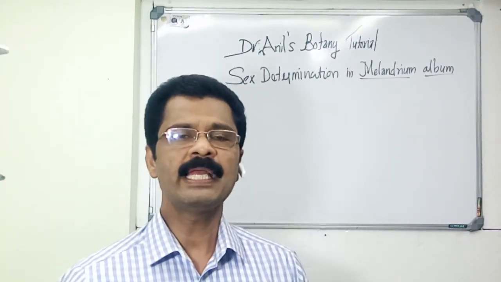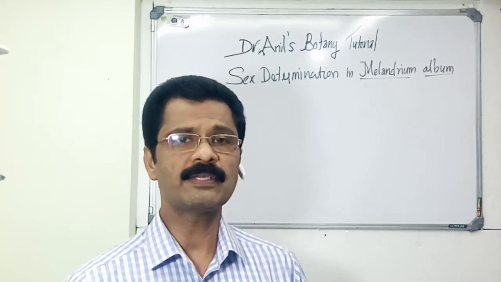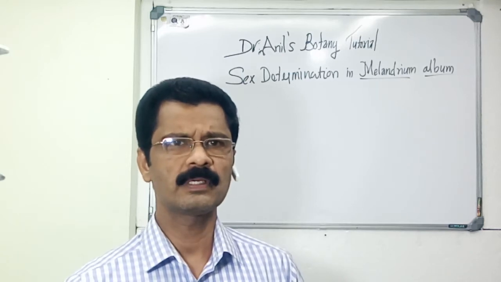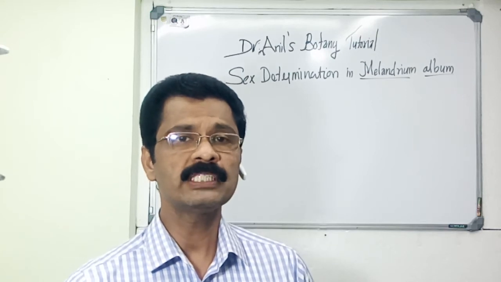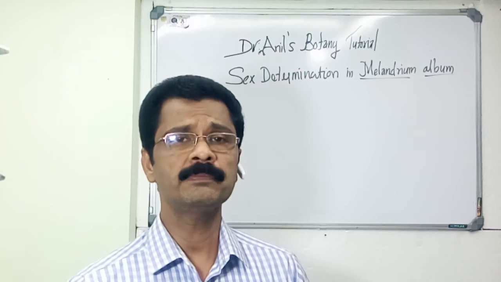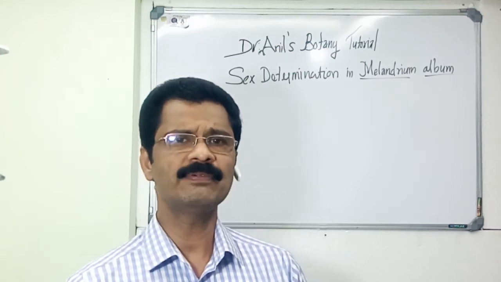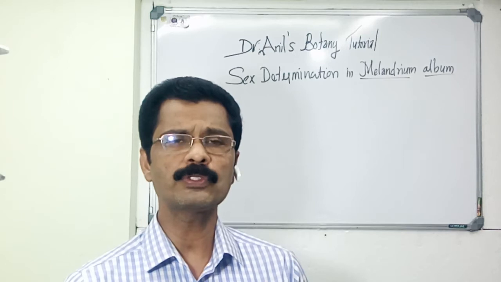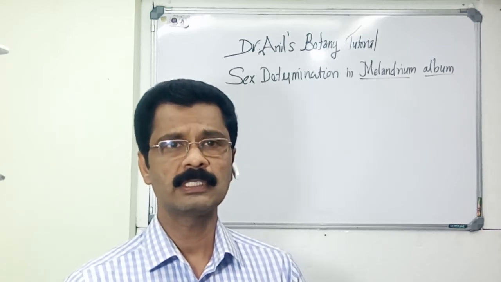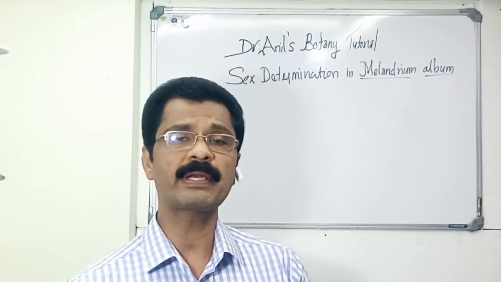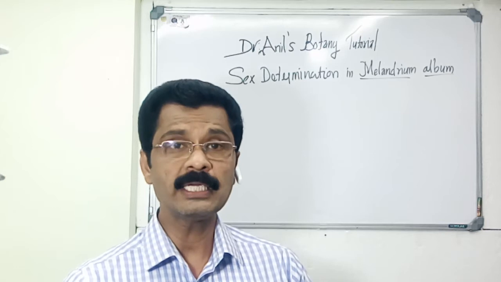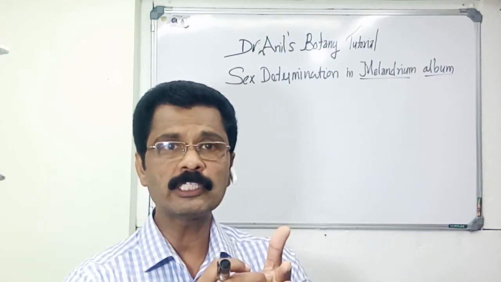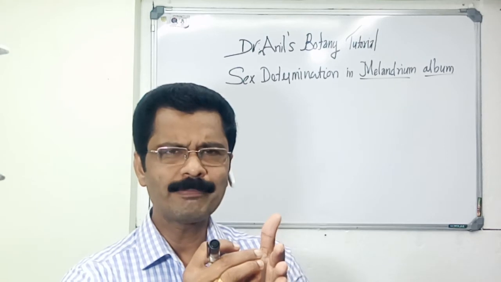The mechanism of sex determination in higher plants varies from genus to genus, species to species. Some plants show monoecism, some plants show dioecism. That itself shows the genetic variation. See, what is monoecism? Monoecious plants have male and female flowers produced on the same plant. Dioecious means the male and female flowers are produced on separate plants. Monoecious plants are of two types.